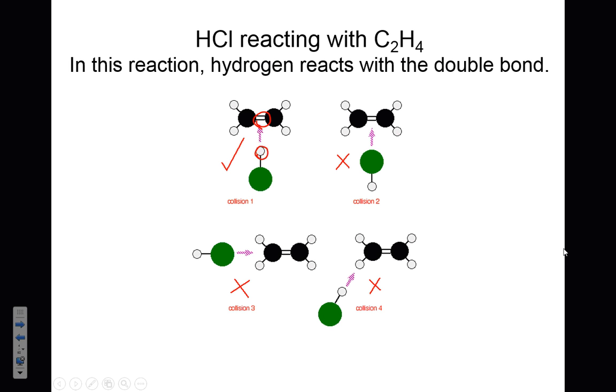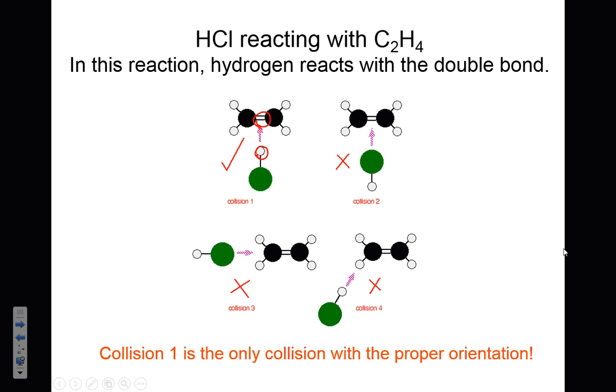But in every other instance where it's the non-hydrogen, or it's the hydrogen but it interacts at a different spot than the bonds, all of those lead to non-successful collisions. So only collision one is a proper orientation to actually lead to a reaction.